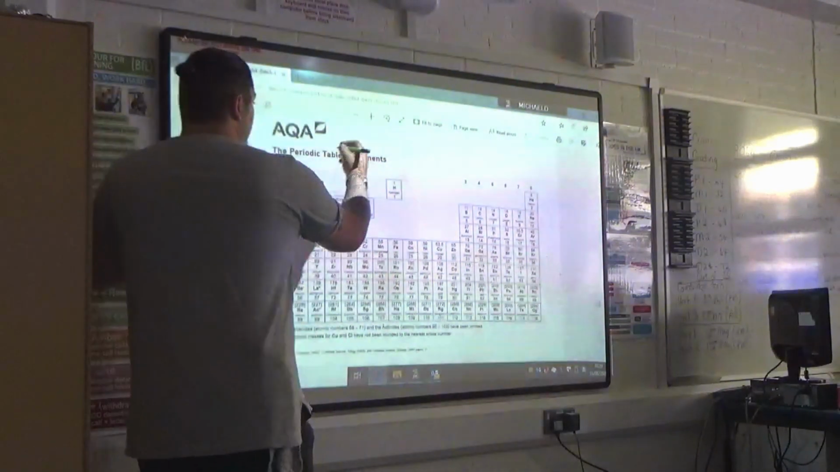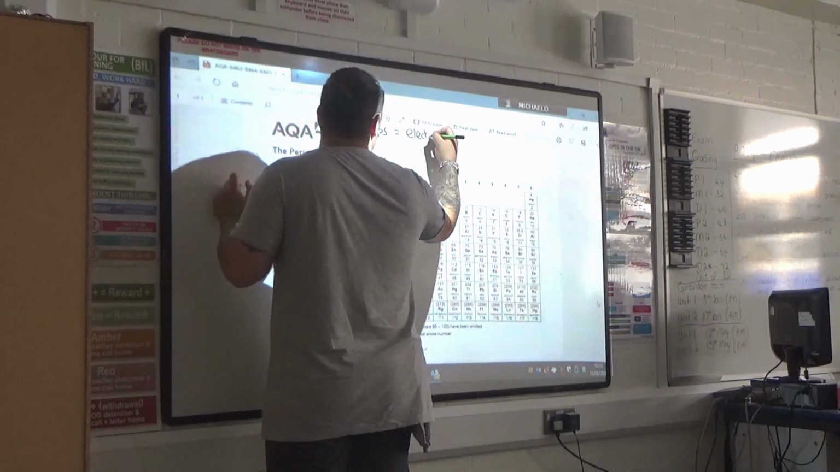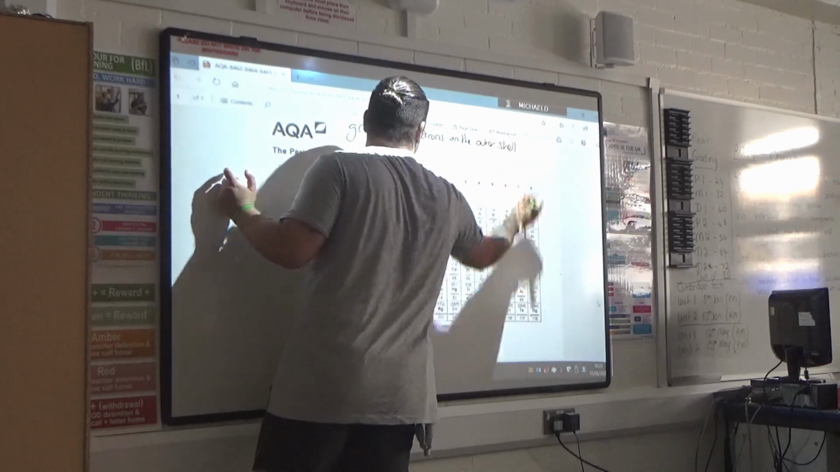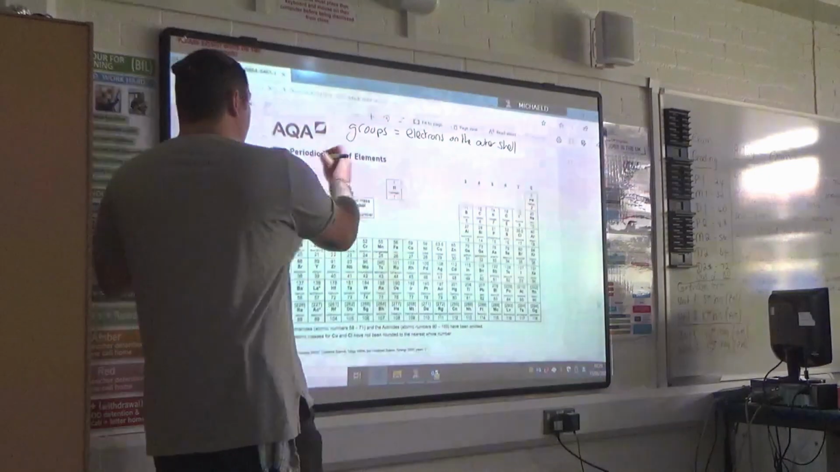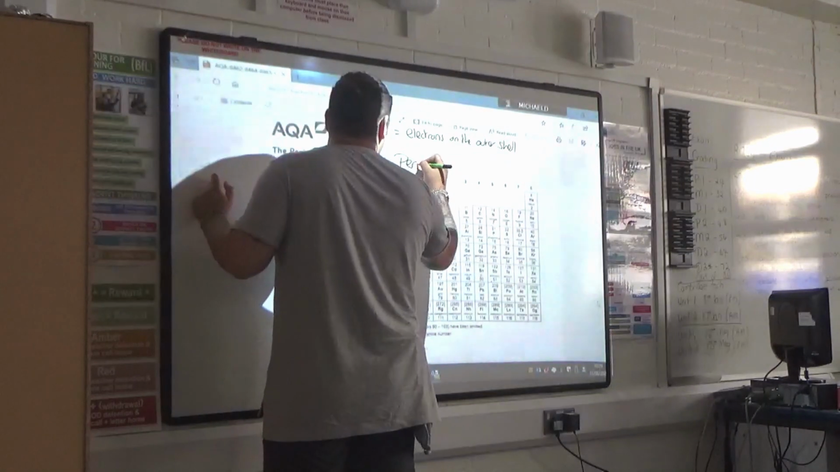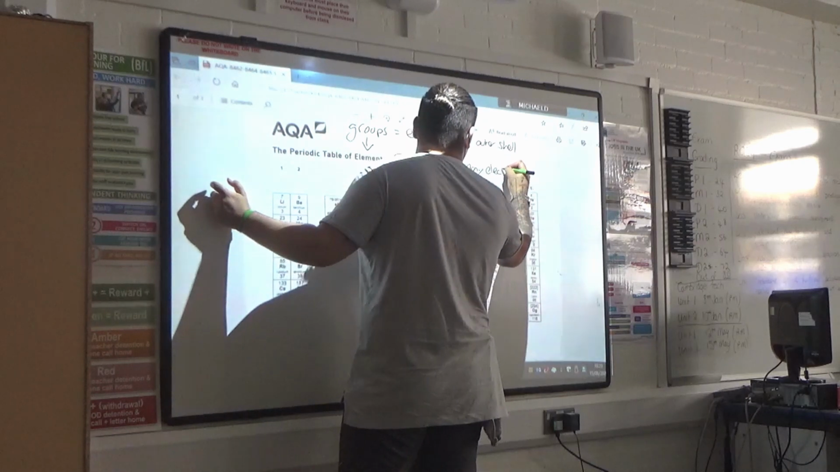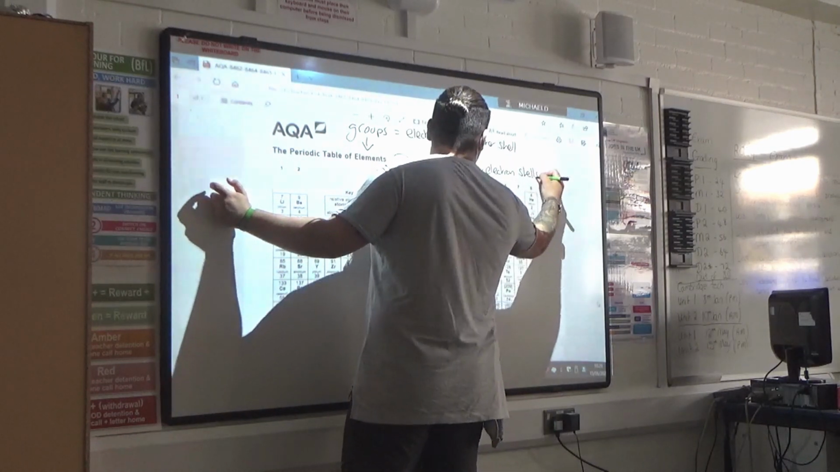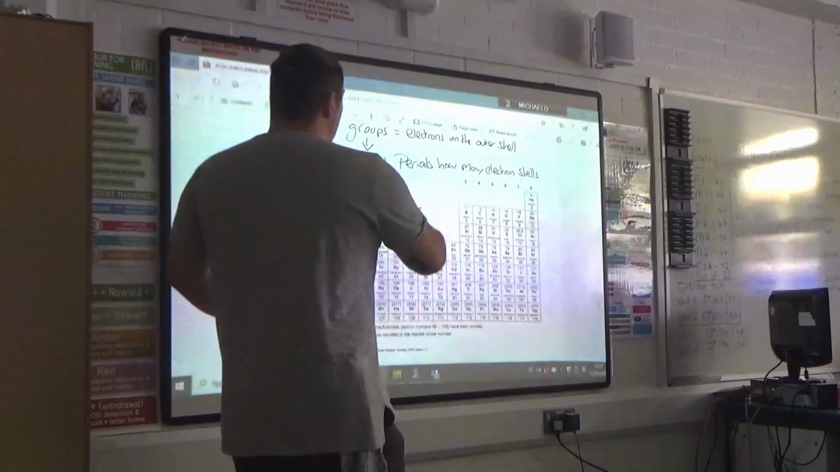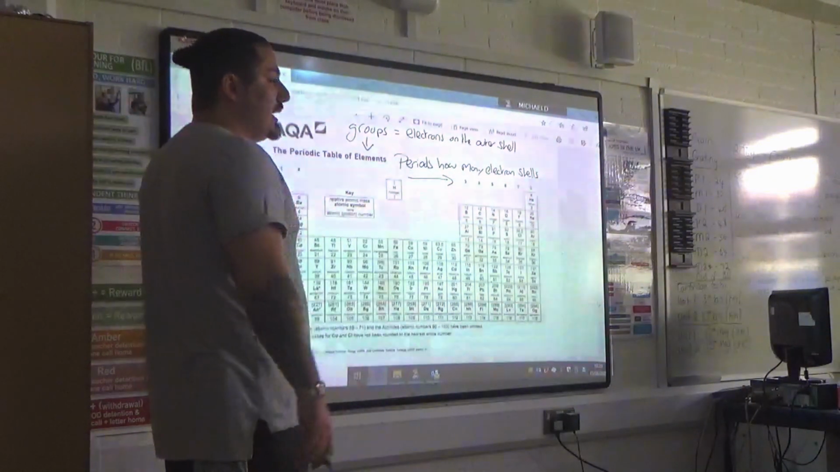So these are called groups. This is where it gets, push it even further. Groups equals electrons on the outer shell. These are groups going down. Periods. How many electron shells it has. So groups going down is electrons on the outer shell. Periods going across is how many electron shells they actually have.